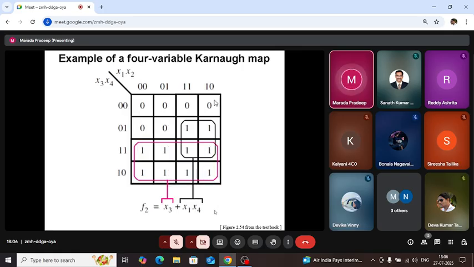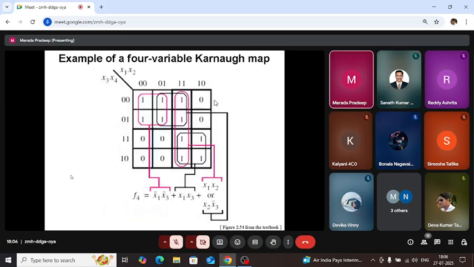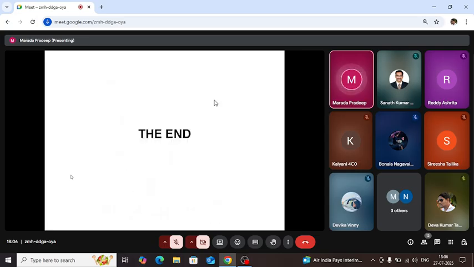We can group like this also. We can group like this. After, the limitation of this K map is that it becomes complex for more than four variables. Using the VEM method, VEM is nothing but variable entered mapping. Using that method, we can solve this.